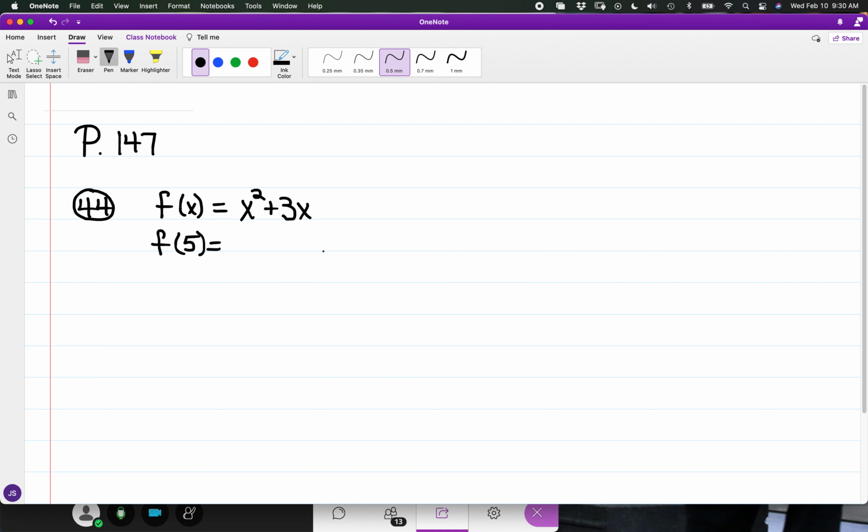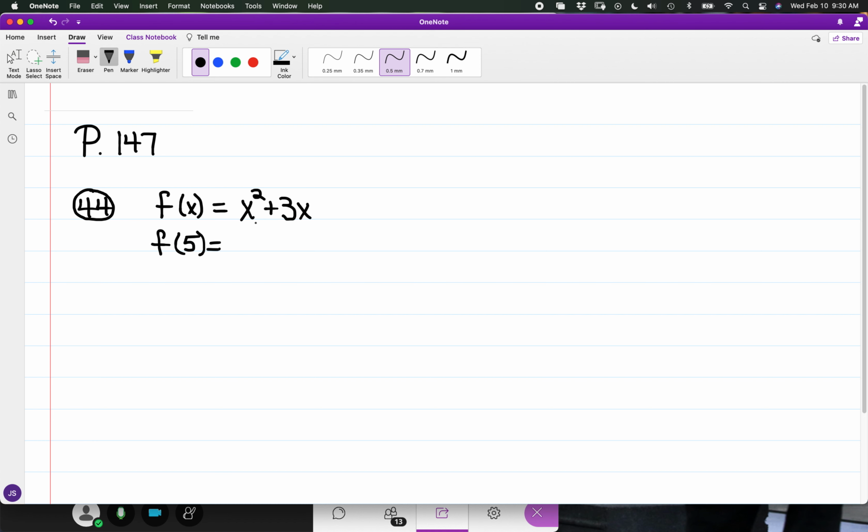Now we're looking at the determination of function value, and we have in number 44 a function f of x, which is given as a quadratic function set equal to x squared plus 3x. Now we're looking at finding out what f of 5 is going to be. And again, f of x is another way of saying what we have for y in the xy coordinate system. So we're looking at what the y value is going to be whenever x is equal to 5.